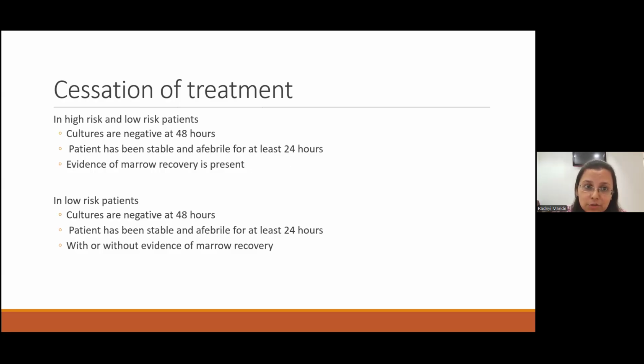Next, coming to cessation of treatment, as I said, in high-risk and low-risk patients, if cultures are negative at 48 hours and the patient has been stable and afebrile for at least 24 hours and evidence of marrow recovery is present, be it a high-risk or low-risk patient, we can stop the treatment and discharge the patient. In low-risk patients, even without marrow recovery, that is, even if the counts have not come up, we can discharge the patient if the child is afebrile for 24 hours and cultures are negative at 48 hours.